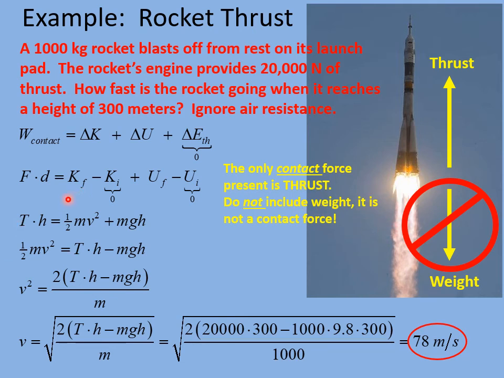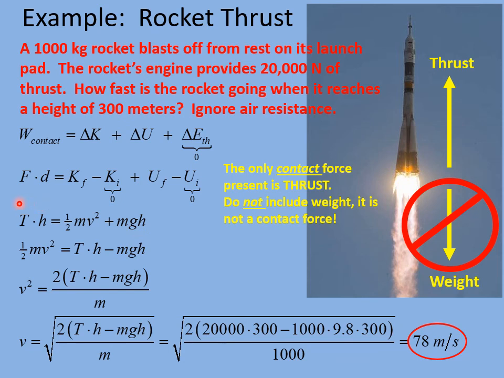On the right side, we have the change in kinetic energy, which is K final minus K initial. But since the rocket starts at rest on the Earth, its K initial is 0. And then delta U, that's the change in gravitational potential energy, U final minus U initial. And again, since the rocket starts on the ground, it has no initial potential energy. So all we have on the right side is the final kinetic energy, which is 1/2 mv squared, and the final gravitational potential energy, which is mgh.